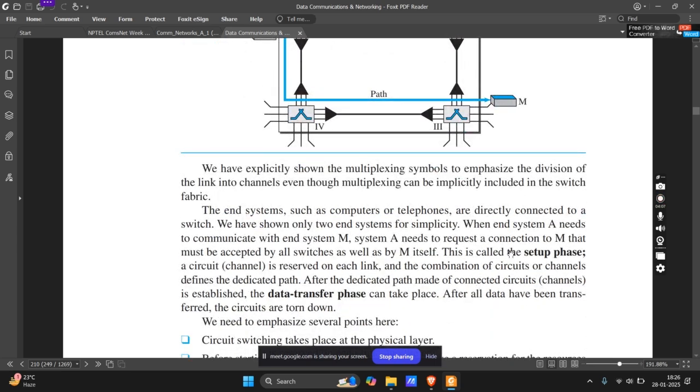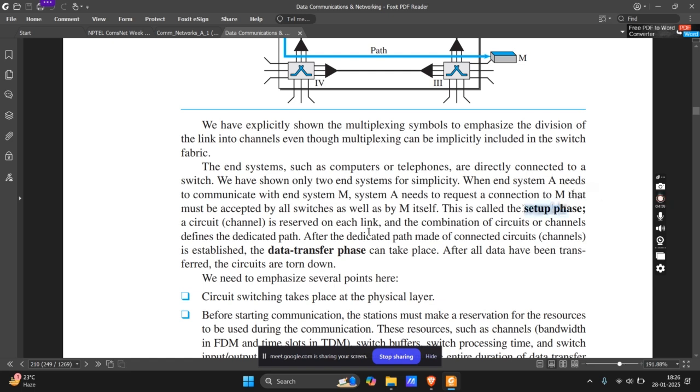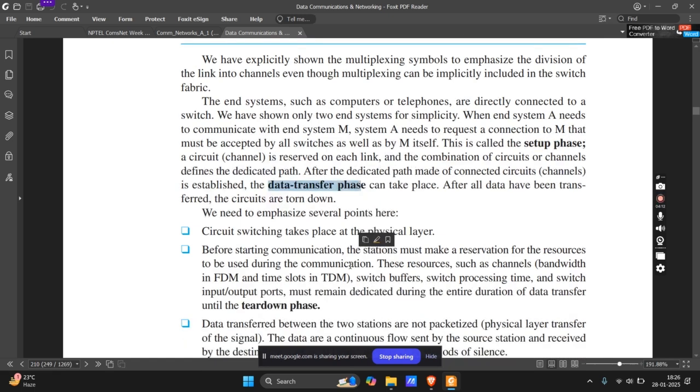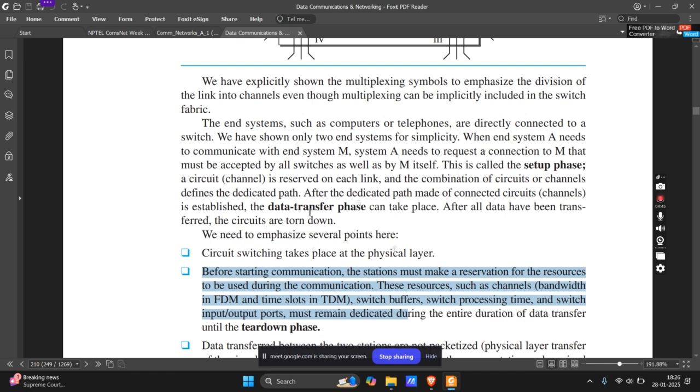There are 3 phases in circuit switching: the setup phase, the data transfer phase, and the teardown phase. Before starting communication, the stations must make a reservation for the resources to be used during the communication. These resources, such as channel bandwidth in FDM and time slot in TDM, switch buffer, and switch processing time, are all dedicated. So the entire resource of channel and switch is dedicated for a particular pair to communicate. This is the setup phase.